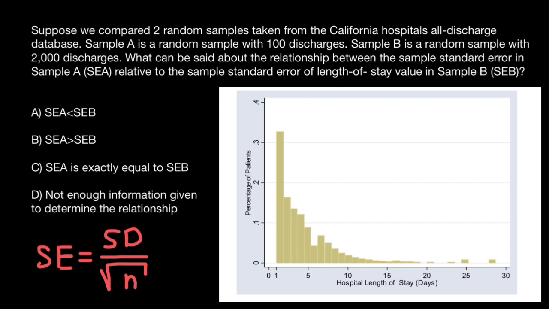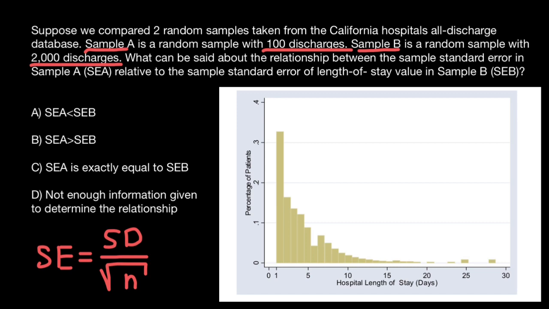Now let's compare. Our sample A has 100 discharges and sample B has 2000 discharges. So 100 and 2000 will go here. And of course, the greater number here is going to be, the smaller standard error is going to be. So sample A would produce bigger standard error than sample B with 2000 discharges.